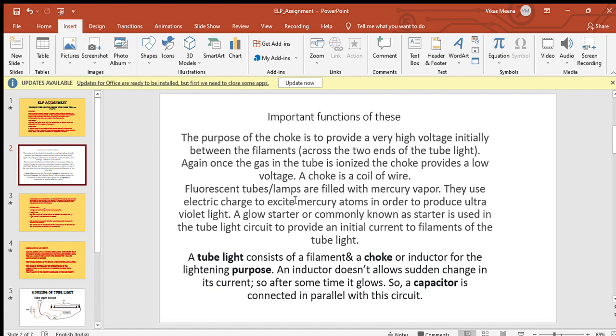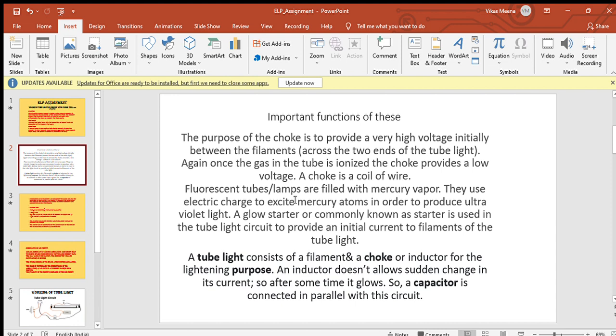Now, these tube lamps in which the gases are trapped are filled with mercury vapor. They use electric charge to excite mercury atoms in order to produce ultraviolet light. So this is basically the process of ionization of the gas inside the lamp.